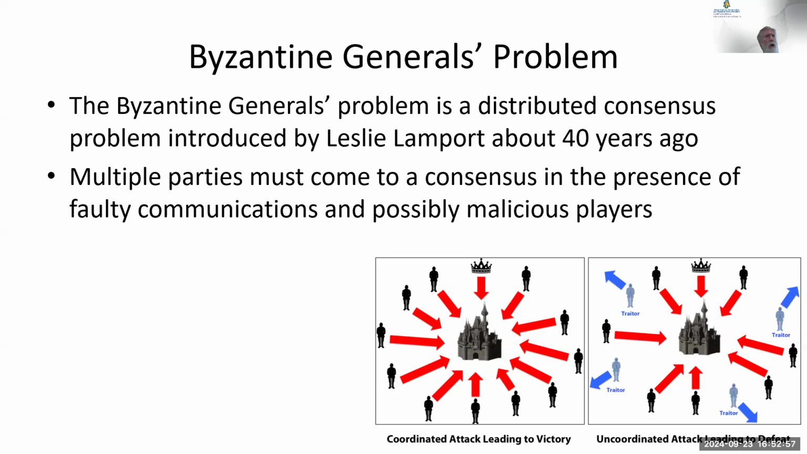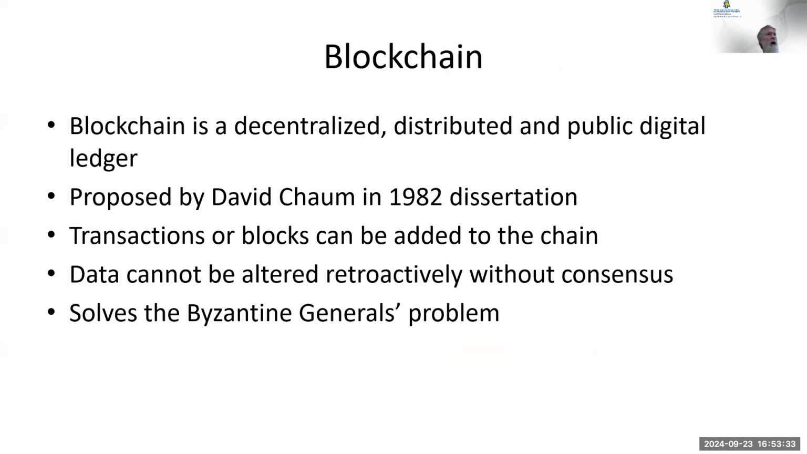But if they don't all attack at the same time, if numbers of them fail to attack, they'll be defeated because the enemy will overwhelm them. So they want to send messages to the generals and come to an agreement that, yes, they'll attack at dawn. Even though some of the couriers they send out to all the generals may be captured and the messages will not get through, you still want to come to a consensus, even in the presence of faulty communications. That's the problem, and blockchains solve that problem.